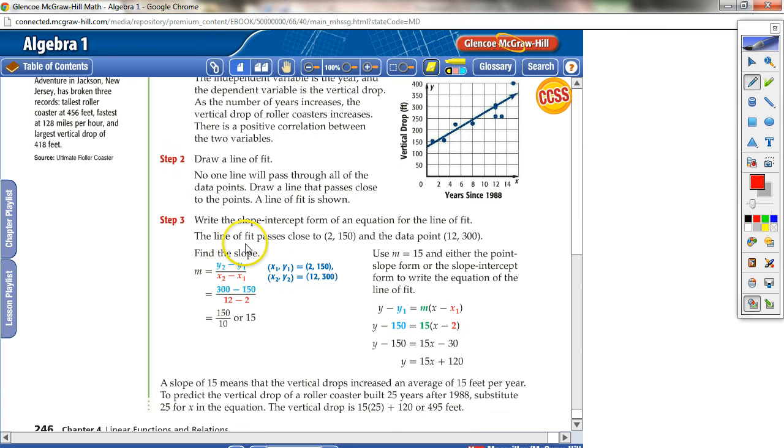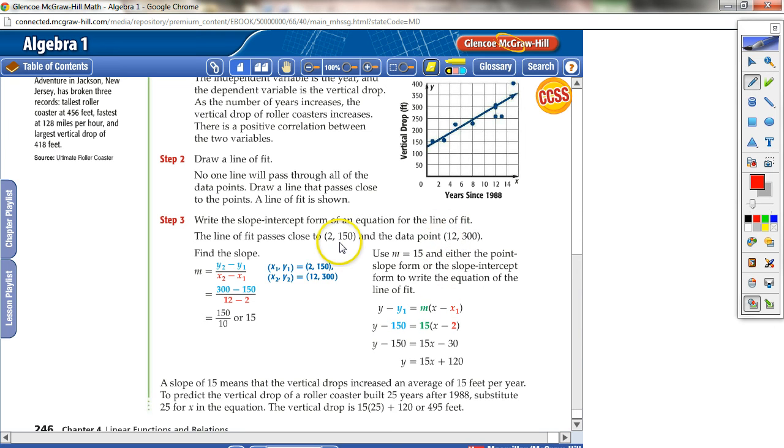So there's 2 points they can choose here. They chose 2 and 150 right here, and then 12 and 300. So you're trying to find points that are closest, like right on the dot here. And with those 2 points, you're going to find the equation, and you do that by using the slope equation, y2 minus y1 over x2 minus x1, and they give you a slope of 15. With that slope, you're going to write it in slope-intercept form, by first using the point-slope form. So choose a point, it doesn't matter which one it is.